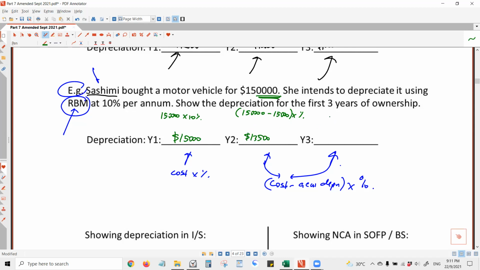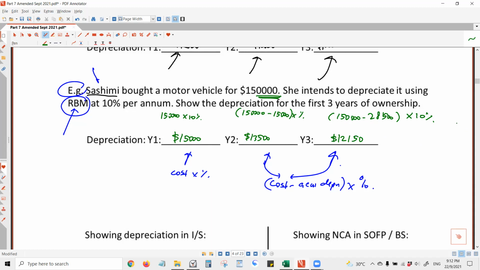Now third year, use the same formula, take the cost. How much is your accumulated depreciation so far? It is the combination of the first and second year's depreciation, right? So 13,500 plus 15,000, you have 28,500 here. That's your accumulated depreciation, times the same percentage. Then you get the depreciation for the third year. The answer is 12,150. This time most of you did correctly. Well done.